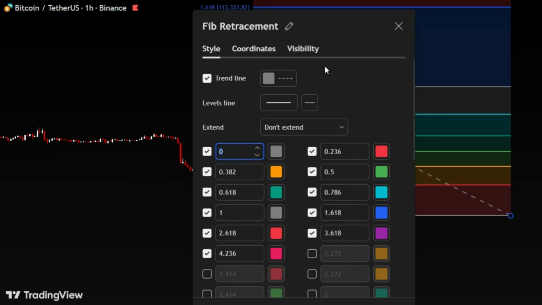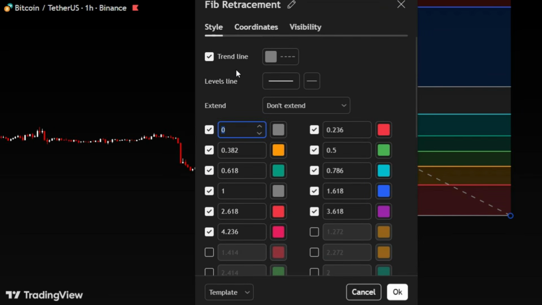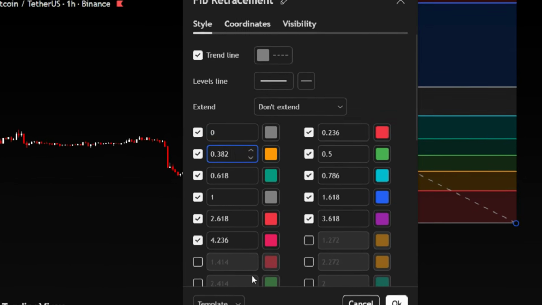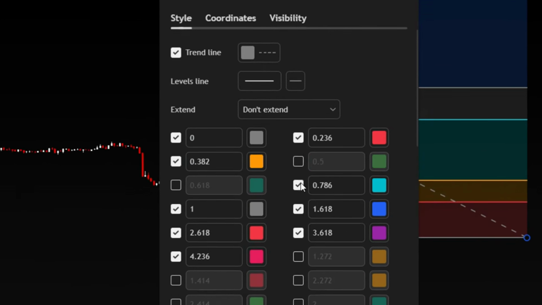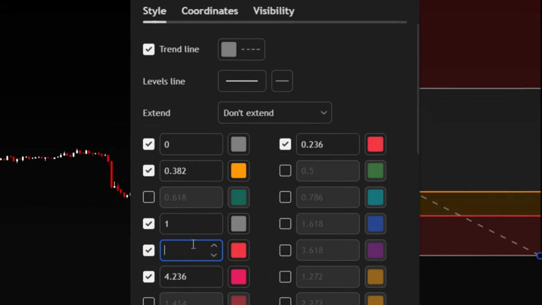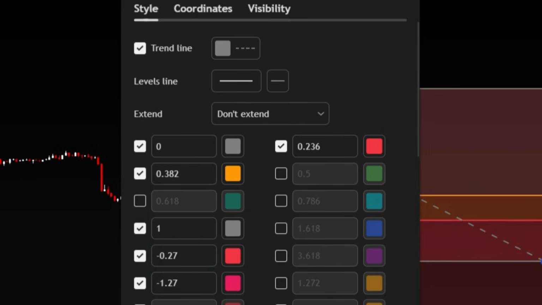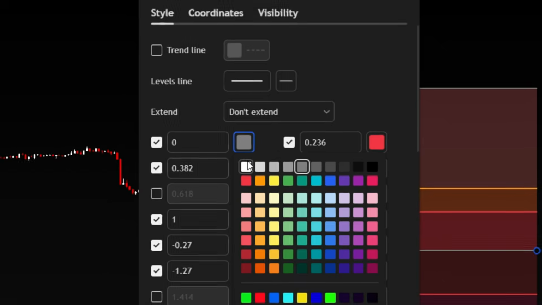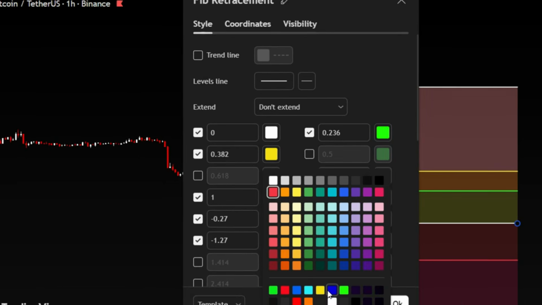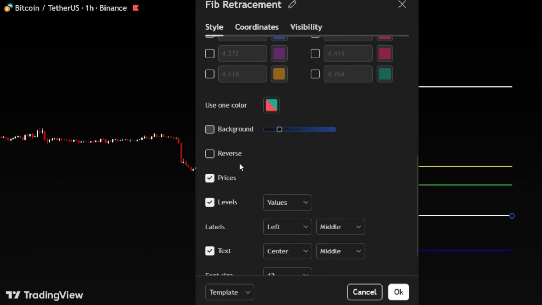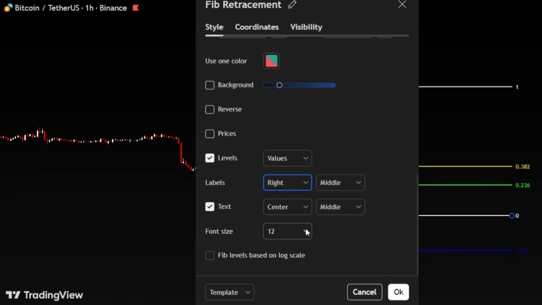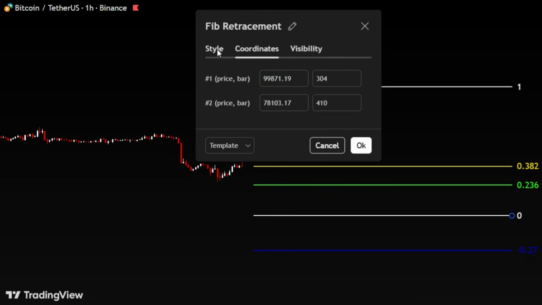Double-click on the Fibonacci. Keep levels 0, 1, 0.382, and 0.23. Then uncheck everything else and add two new levels, minus 0.27 and minus 1.27. Everything beyond this point is optional, but if you want your chart to look exactly like mine, feel free to follow the rest of my steps. So finally, this is the magical Fibonacci tool we're going to use today.